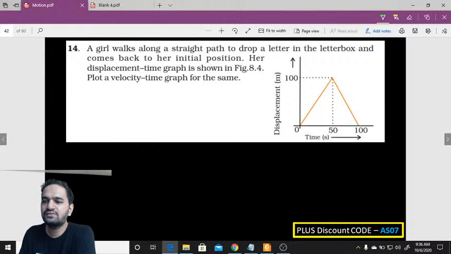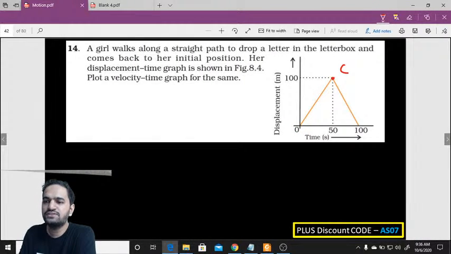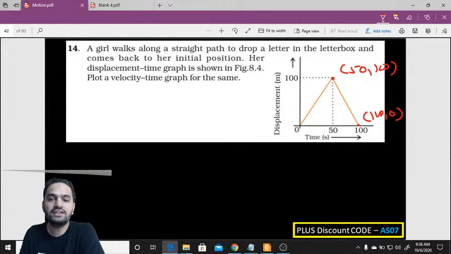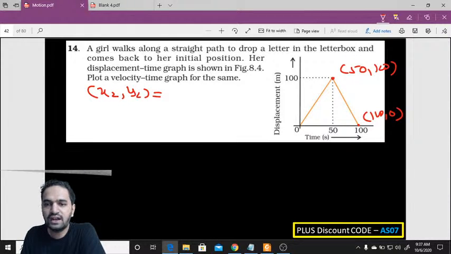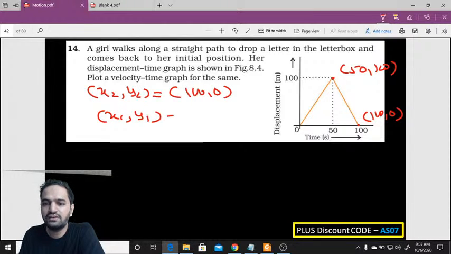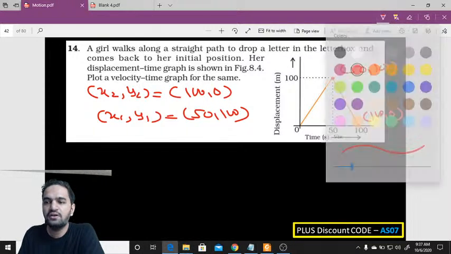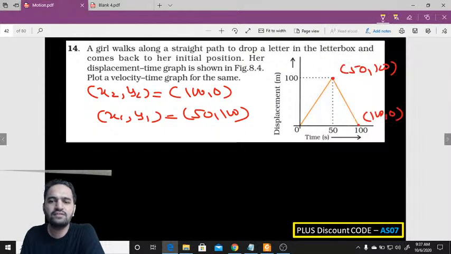In the second case, the value is 50, 100 and this value is 100, 0. Now let us try to find out from this case. x2, y2 is 100, 0 and x1, y1 this time is 50, 100. Okay, so our values have changed for the coordinates, but the method will remain the same.